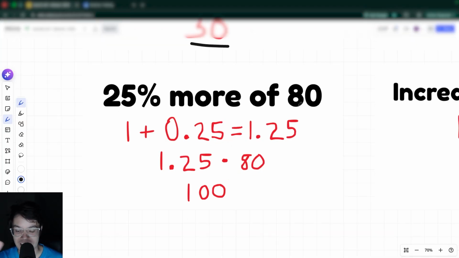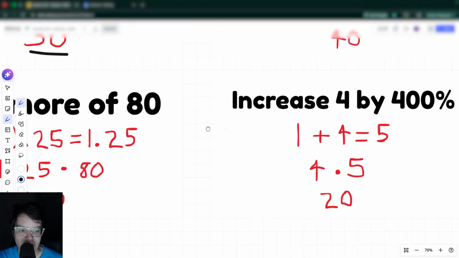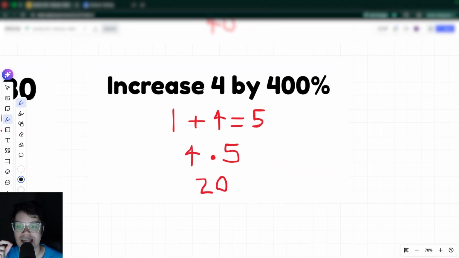25% more of 80, this is like the tip example. So what I would do here is do 1 plus 0.25, and that gives you 1.25 or 125%, multiply that by 80, and we get 100. So kind of like this over here. And then the final one that you may be a little bit more confused on, let's say you're trying to increase a number like 4 by 400%.